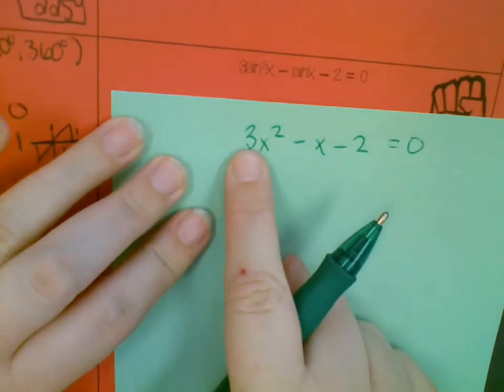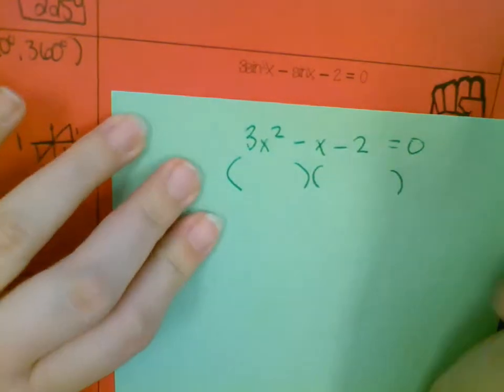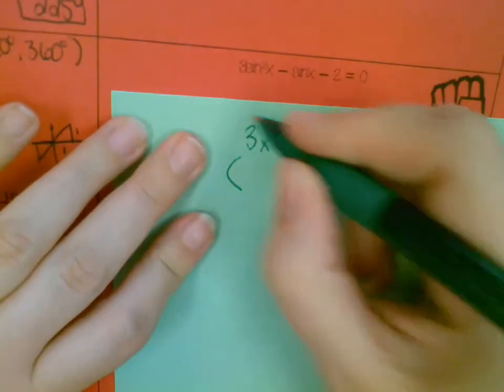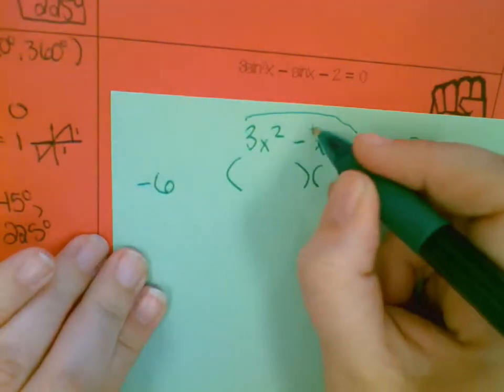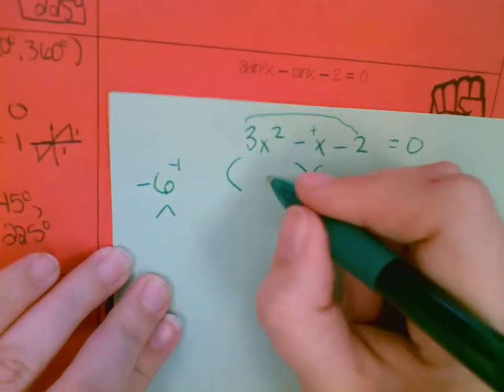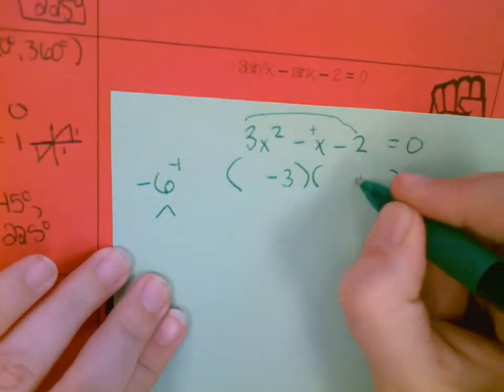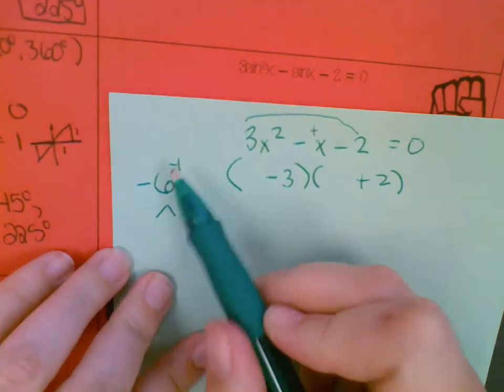leading coefficient is not equal to 1, we have to factor a little bit differently. Okay, so it's not just what times to be negative 2, but it's what times to be negative 6 that adds to be negative 1. So if we list our factors, we would get that negative 3 and positive 2 times to be negative 6 and add to be negative 1.